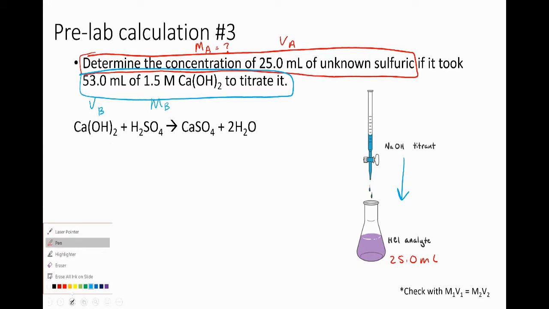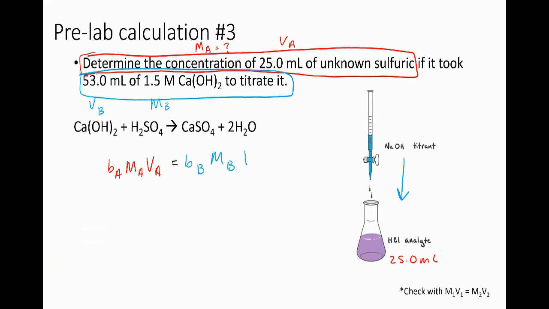So we'll go ahead and write out our formula. So BaMaVa is equal to BbMbVb. And so let's fill in what we know. So we'll start off with the acidic portion. So what's different about sulfuric acid is it has 2 acidic parts. It can donate 2 hydrogens, so that's going to make our Ba 2. The molarity of the acid is what is unknown, so we'll just keep that as a variable. And we were told that we started with 25 milliliters of acid in our flask.